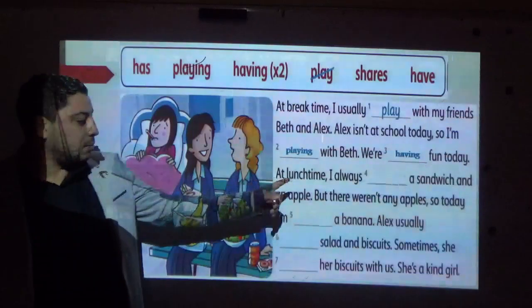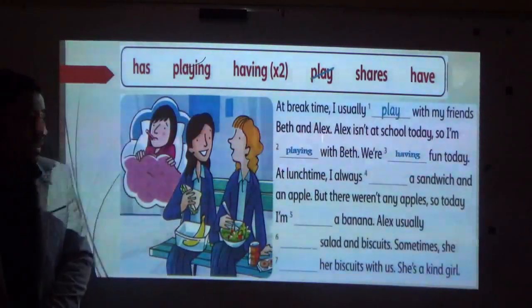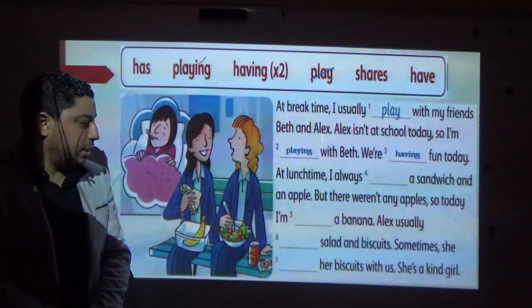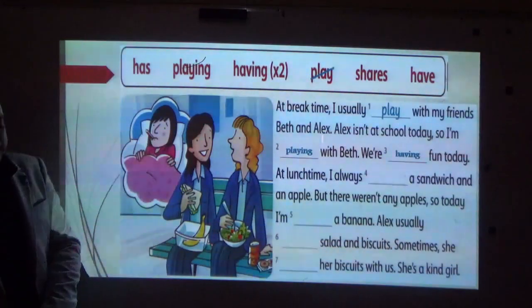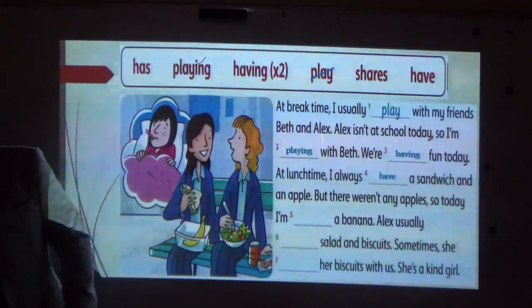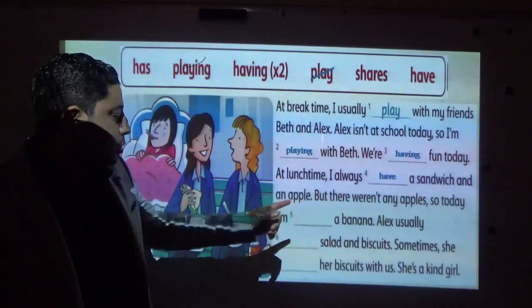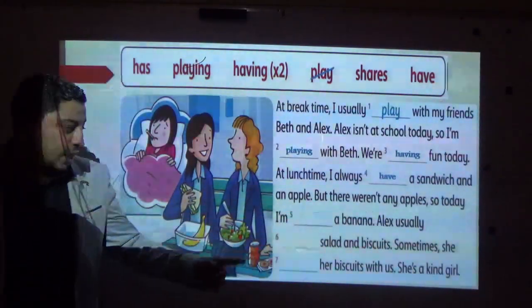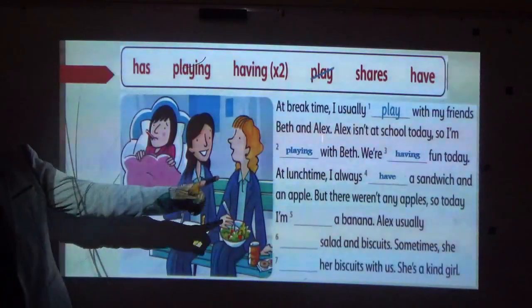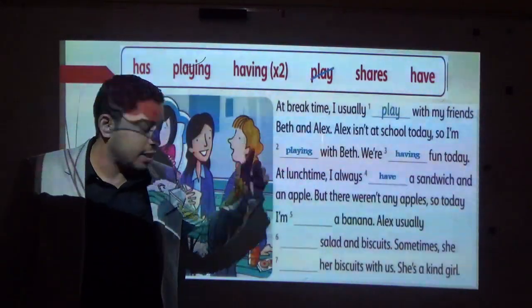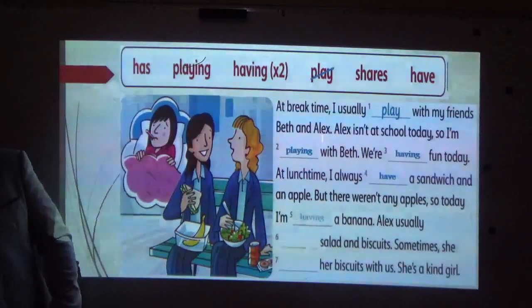At lunchtime, I always have a sandwich and an apple. I always have, excellent. But there weren't any apples. So today I am having a banana. I am having today. We use am, excellent, having a banana.